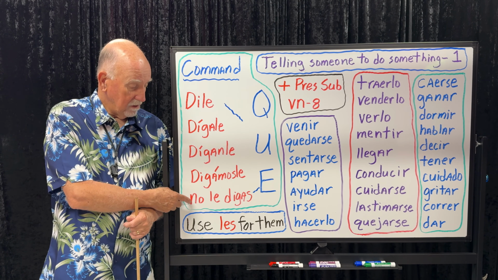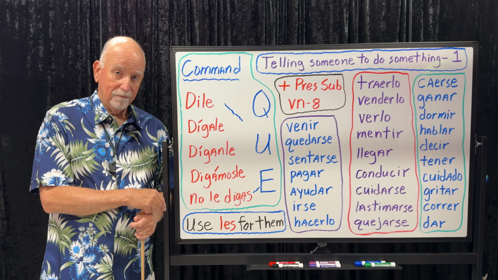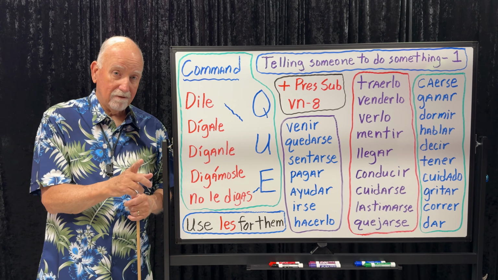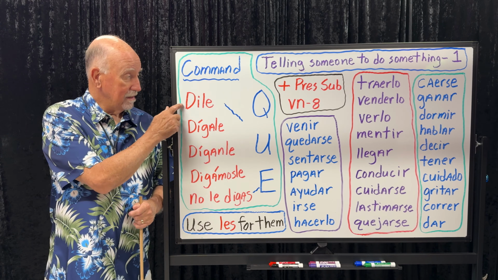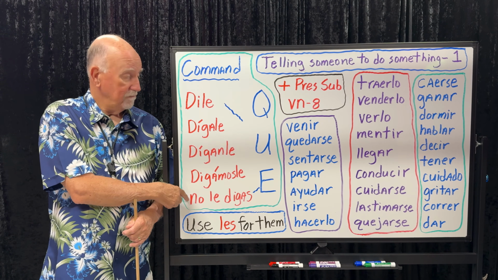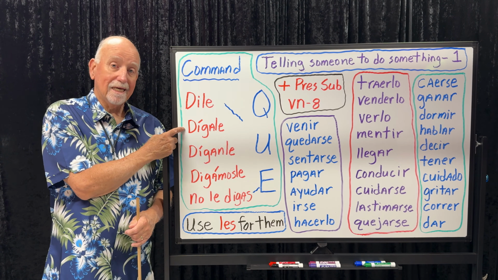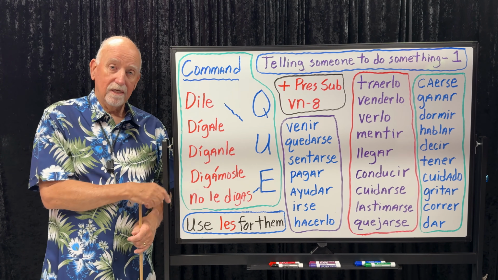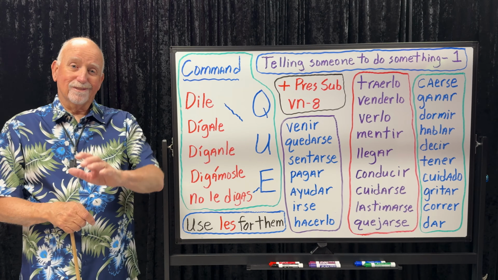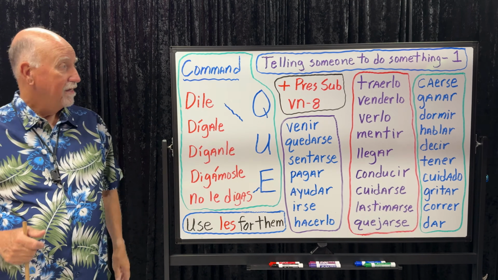Don't tell her to come. No le digas que venga. No le digas que hable. Don't tell her to talk. You can go negative with all of these, right? The dile negative is no le digas que. This negative would be no le diga que. Negative, no le digan que. And here, no le digamos que. Ya estuvo. That's it. All right.